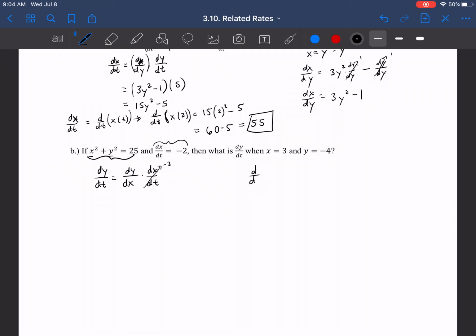So we're going to do d/dx of x squared plus y squared equals 25, and we're going to go through and do the derivative. This is going to be a 2x dx/dx plus a 2y dy/dx. And then over here, the derivative of 25 is just 0. It's a constant. Okay? This is a 1. So we end up with just this, and we can solve for dy/dx.